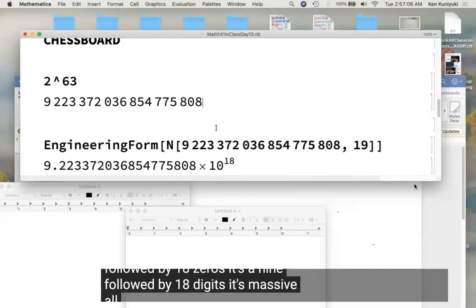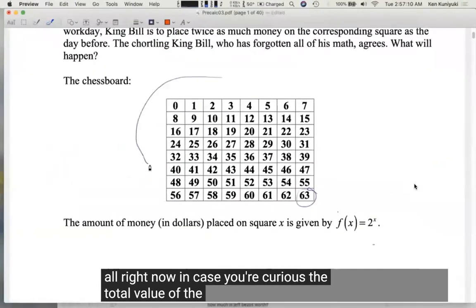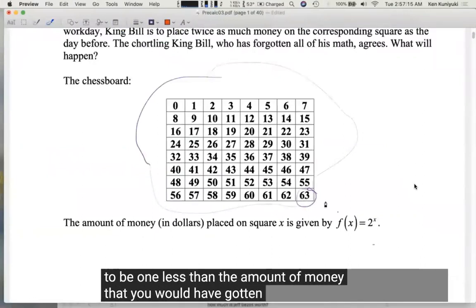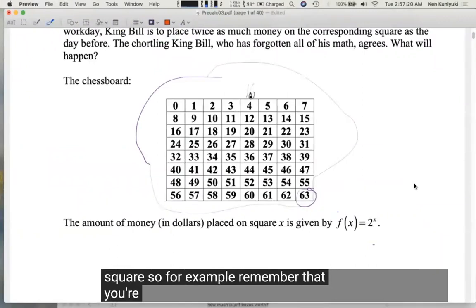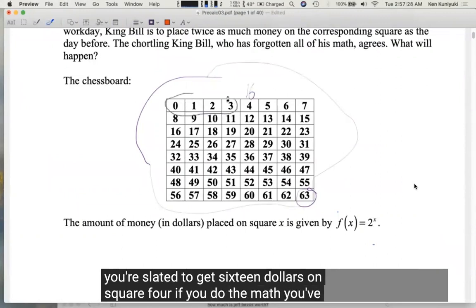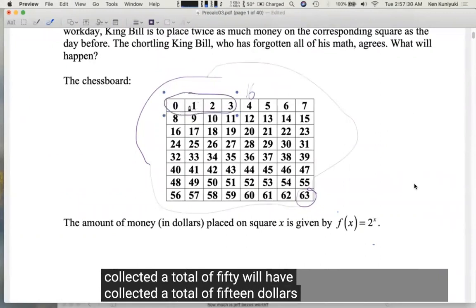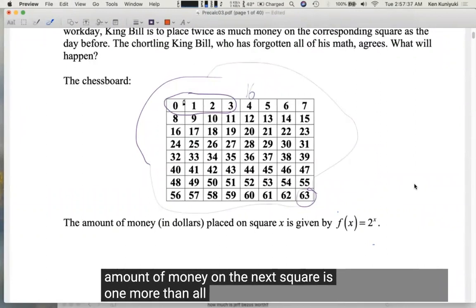It's massive. All right. Now, in case you're curious, the total value of the chessboard is going to be 1 less than the amount of money that you would have gotten on the next square. So for example, remember that you're slated to get $16 on square 4. If you do the math, you will have collected a total of $15 on the previous squares. So the amount of money on the next square is 1 more than all the money on the previous squares.